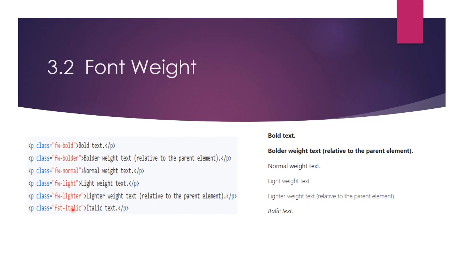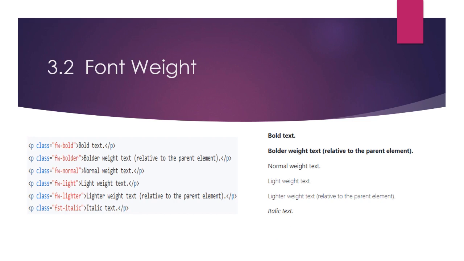And remember, you can also give your HTML elements multiple classes in Bootstrap, depending on the way you want to style them. You also have italic text, if you want to make a text appear as italics. The difference here is you don't have to give it FW, okay? You give it FST for font style. So you give it font style dash italic, so you do FST dash italic. It's going to make your text appear as an italic text.